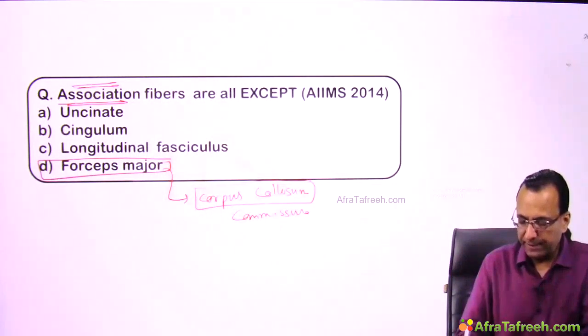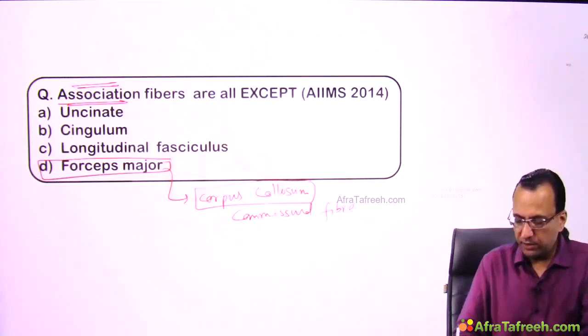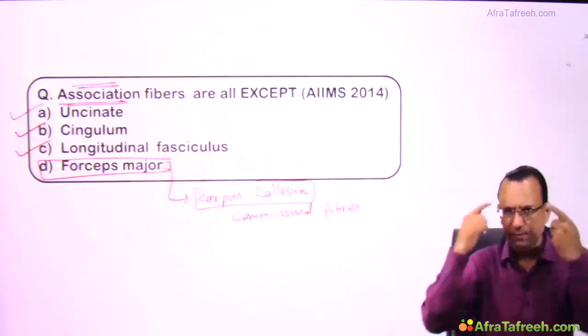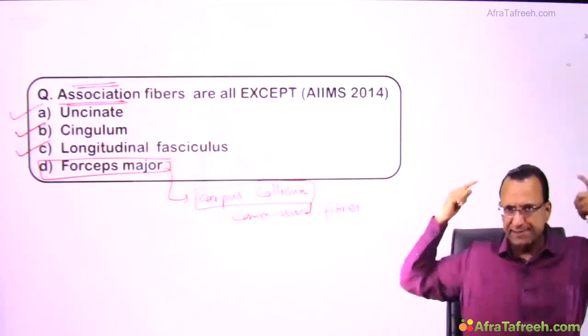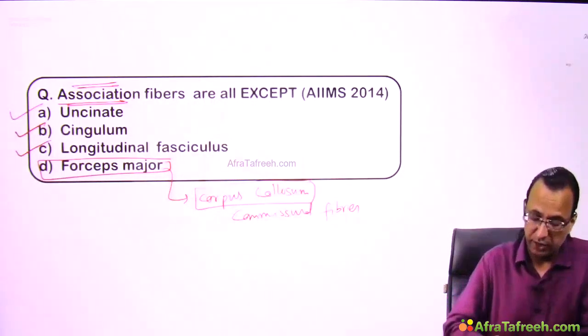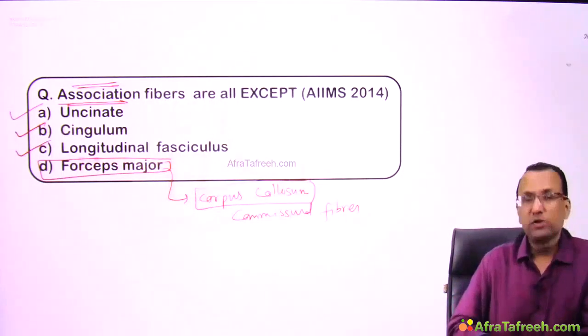You mean to say that the others, uncinate or maybe cingulum or the longitudinal fasciculus, they keep connecting the brain on the same side? Yes, but not the forceps major. This is actually commissure fiber. Let us look at some more details.